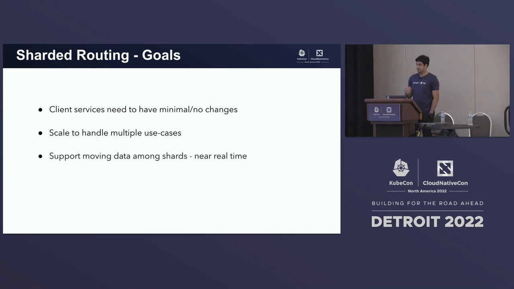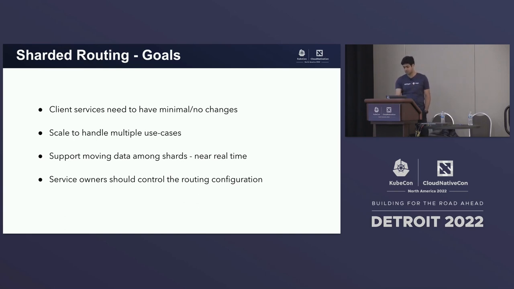Going back to the QBO example, when the data in a particular shard grows beyond a certain threshold, there could be a requirement to divide that data into multiple further shards. This needs to be supported in near real time as well. We don't want to cause any disruption to the ongoing traffic, and the routing decisions still need to be made correctly. As I mentioned earlier, service owners control the routing configuration. We wanted this to be transparent to the client side, so no changes on the client side, and we wanted to give this control to the service owners.